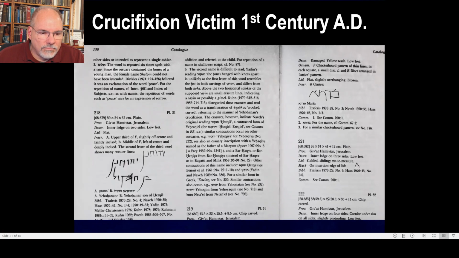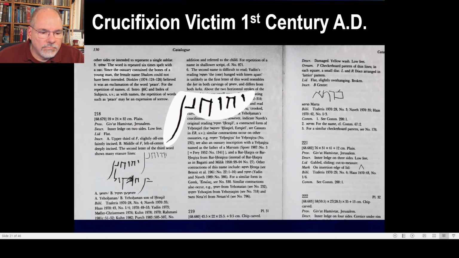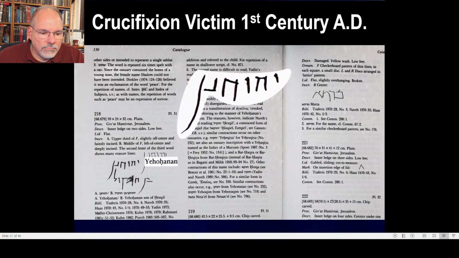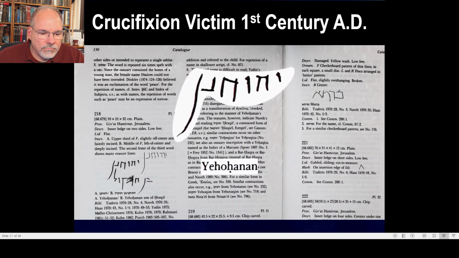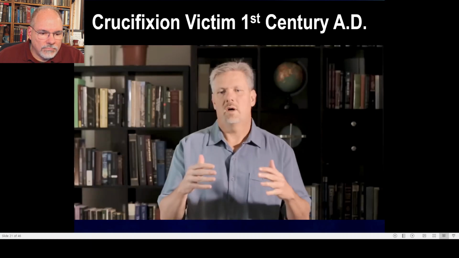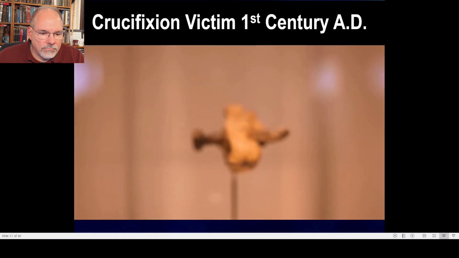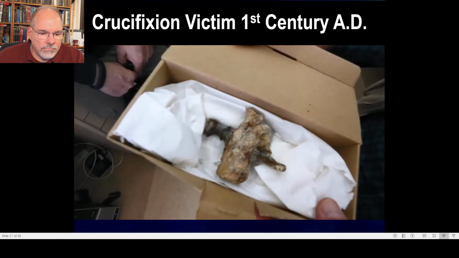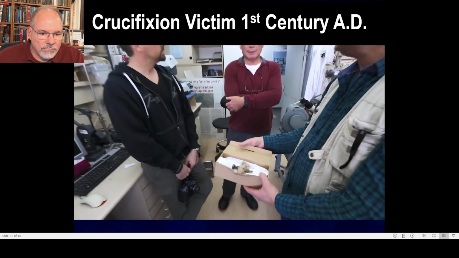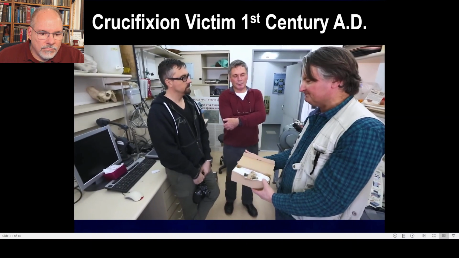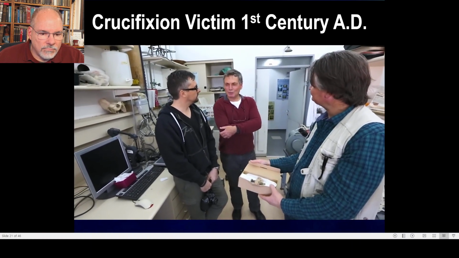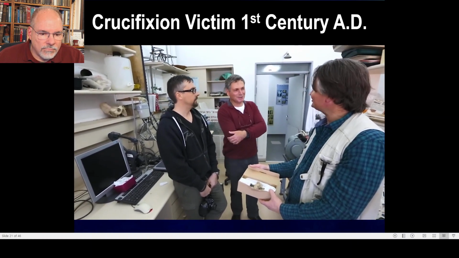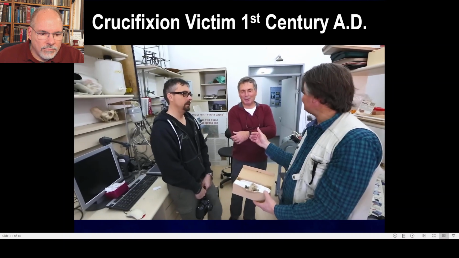We know the name of this individual because it's inscribed onto the ossuary itself. His name is Yehohanan. And so this embedded nail through Yehohanan's ankle is on display at the Israel Museum, but this is a replica. The real artifact is kept in a lab down in the Department of Anatomy and Anthropology at the University of Tel Aviv, where it's still studied by scholars today.